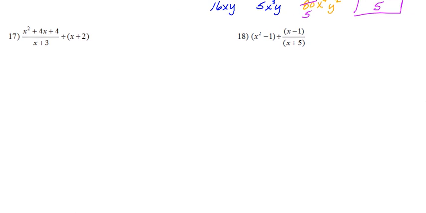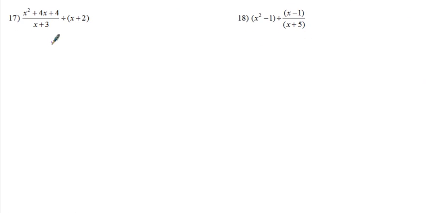17, we're back to these rational polynomials, these rational expressions here. I've got a division, so I know I'm going to need to multiply by the reciprocal. Let's first make sure that we know that originally this is x plus 2 over 1. So when I flip it, that 1's going to pop to the top. I'm going to go ahead and save myself some room. Before I write this down, I'm going to factor it. So multiplies to 4, adds to 4. That must be x plus 2 and x plus 2 over x plus 3.